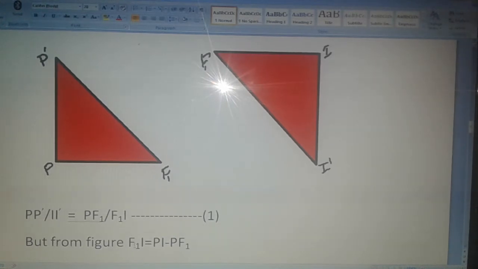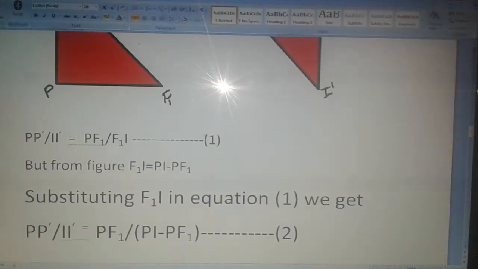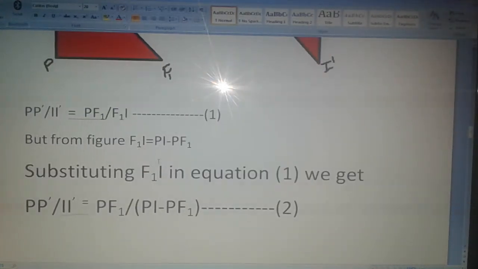But from the figure, how can we determine F1I? F1I is equal to the total distance PI minus PF1. So substituting this F1I in the above equation, we will get P prime by I prime is equal to PF1 by PI minus PF1. Term this as equation 2.